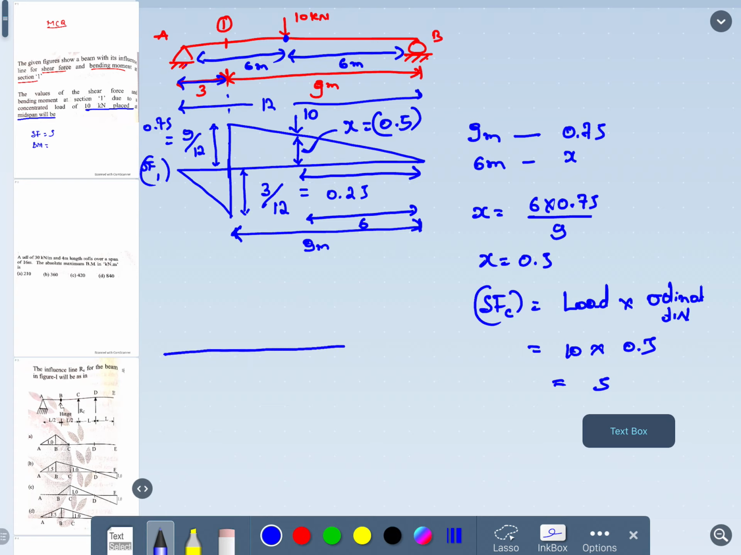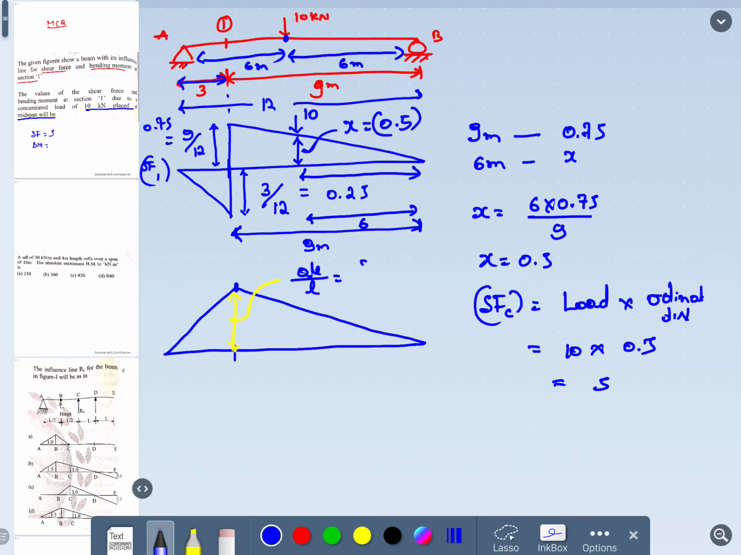For that, the bending moment diagram will come like this. At position 1, it will be like this. Now I need to calculate the ordinate distance. How will you calculate the ordinate distance? AB divided by A plus B, that is, A into B divided by whole length.